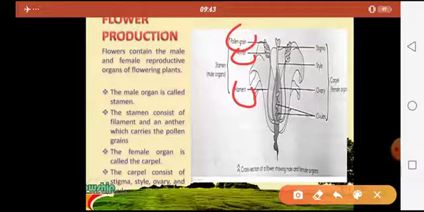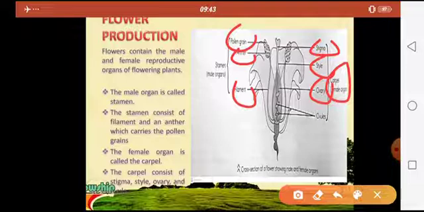Okay. And the female organ is called the carpel. Here is the carpel. The carpel consists of the stigma at the top, style, ovary, and the last one is ovule.